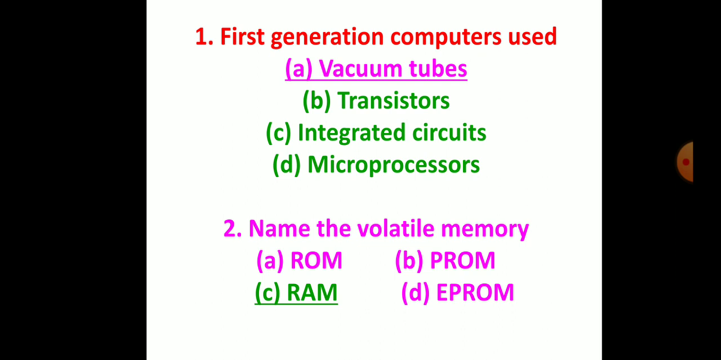First generation computer used dash. The options are vacuum tubes, transistors, integrated circuits, microprocessors. The answer is vacuum tubes. Name the volatile memory. The options are ROM, PROM, RAM, EPROM. The answer is RAM.